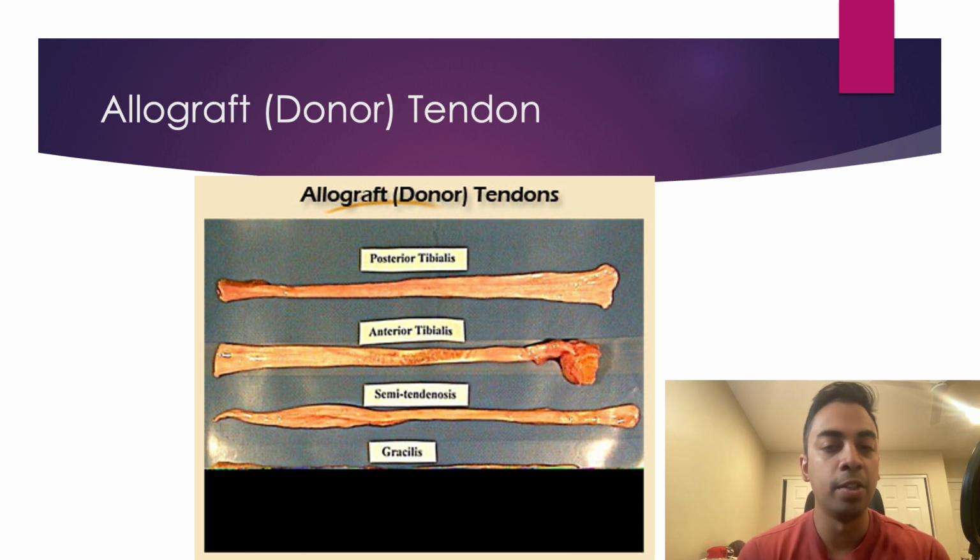The third graft that you consider for ACL reconstruction is the allograft or donor tendon. This image shows a variety of donor tendons. Again, donor means it's from a cadaveric patient, a patient who has passed away and has donated their body to be utilized for these donor tendons. There's a variety of tendons that can be utilized. The four listed here are the posterior tibialis, the tibialis anterior, the semitendinosus, and the gracilis. Depending on the particular patient, we can choose which donor tendon to utilize.